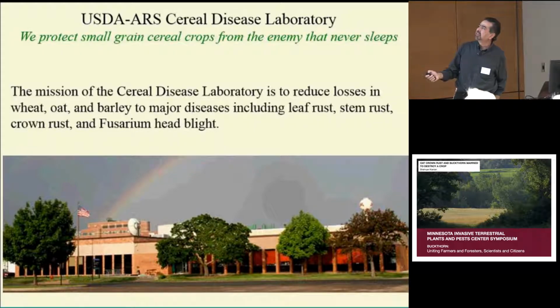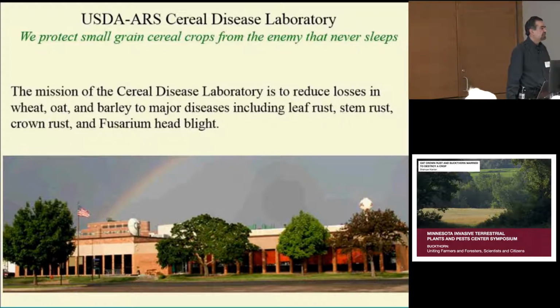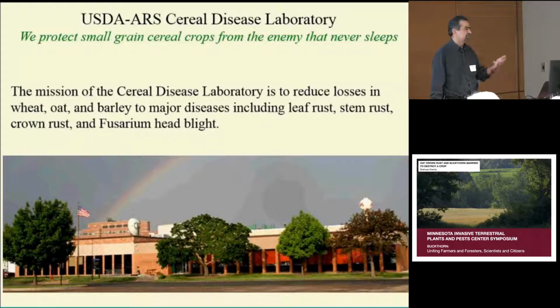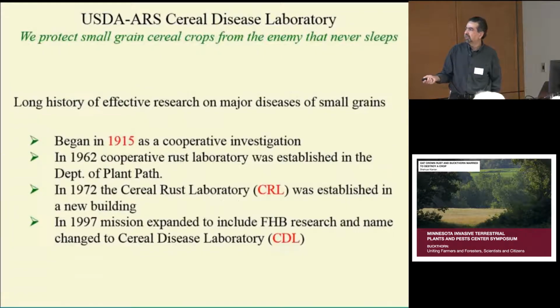We work on diseases that are important to wheat, oat, and barley, the small grain crops. Many of those diseases tend to be rust: leaf rust, stem rust, crown rust. And we also work on fusarium head blight, which is a major problem in the small grain crops grown in the Midwest, and some in the southern part of the US.